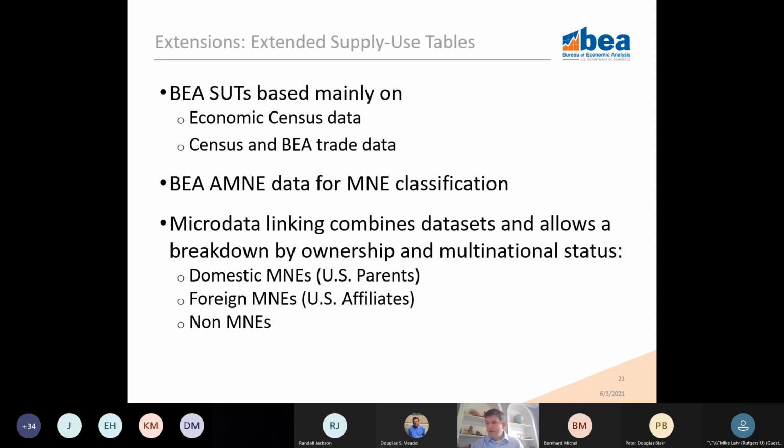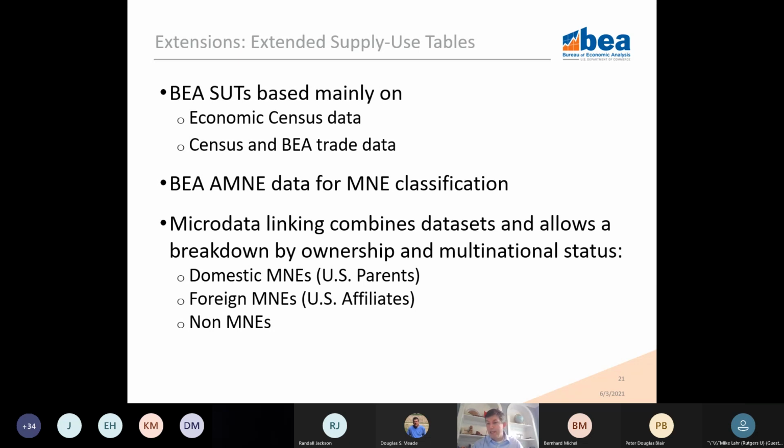Specifically, we're working toward a set of extended supply use tables in which each industry is further subdivided into U.S. parent multinationals, U.S. affiliates of foreign multinationals, as well as finally the third category, non-multinationals.